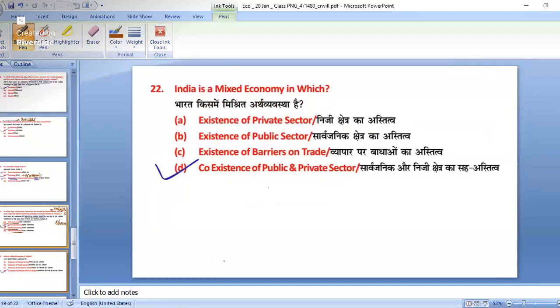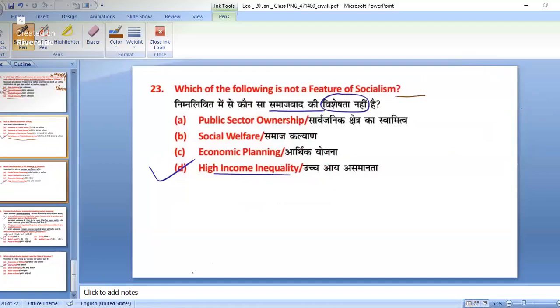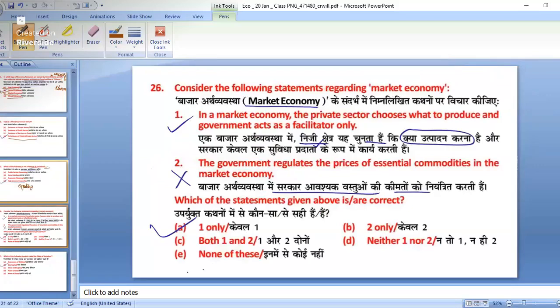Then India is a mixed economy in which there is coexistence of public and private sector. Then which of the following is not a feature of socialism? In socialism, income equality is there, not inequality. Then consider the following statements regarding the market economy. Market means capitalist. In a market economy, the private sector chooses what to produce and government acts as facilitator only. This is correct. Then the government regulates the prices. If government regulation comes in, it is part of the socialist economy, so this is wrong. Only one is correct.